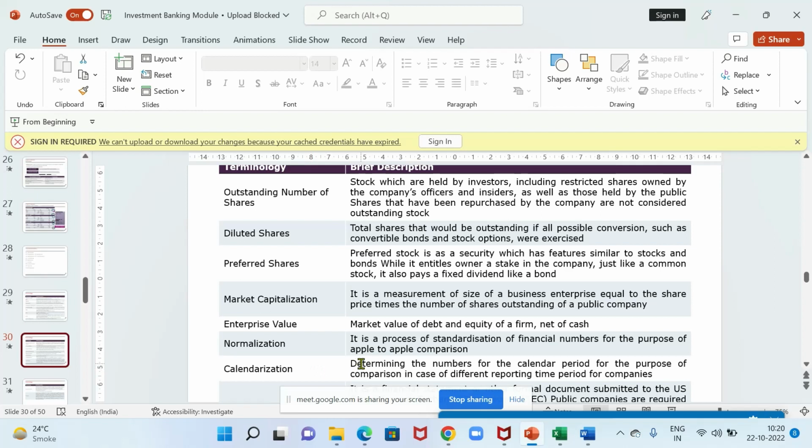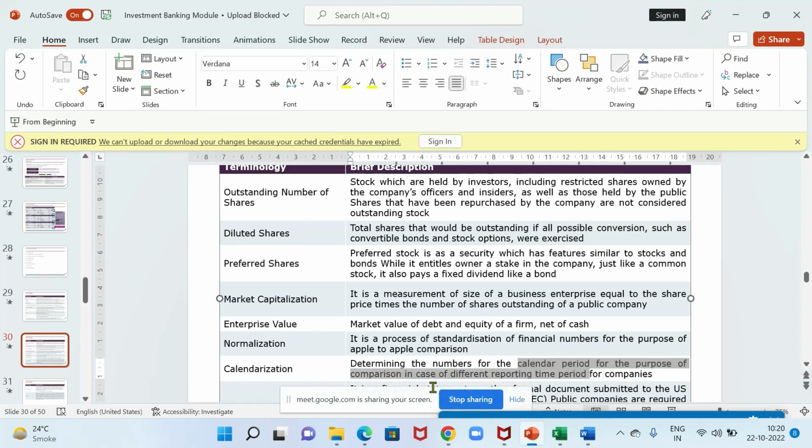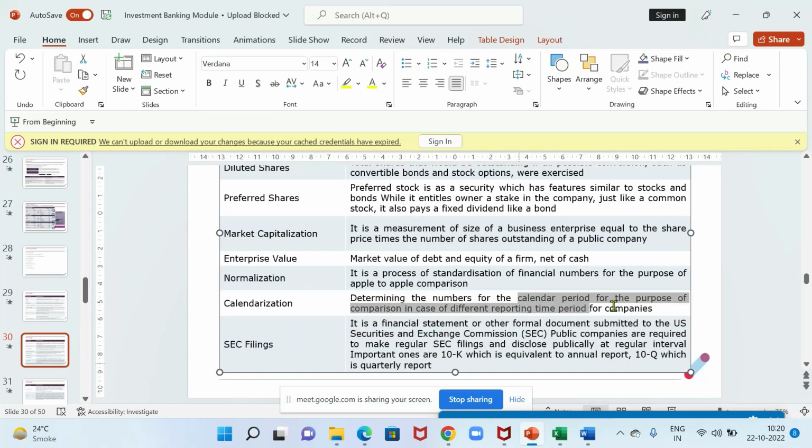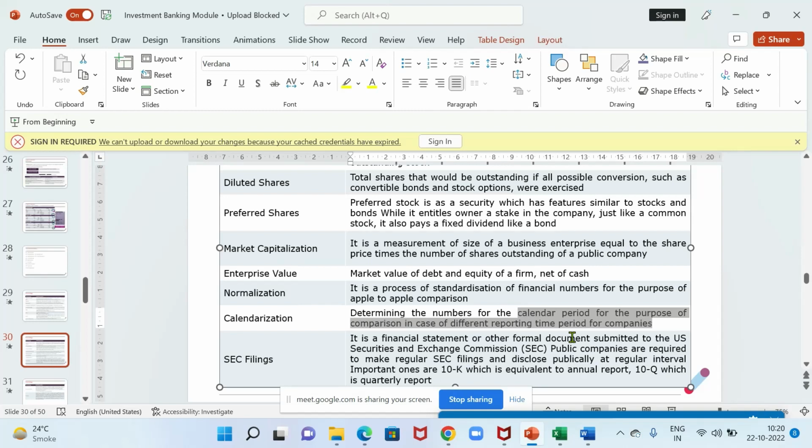So this process is called basically calendarization, determining the number for the calendar period for the purpose of comparison in case of different reporting time periods of companies.